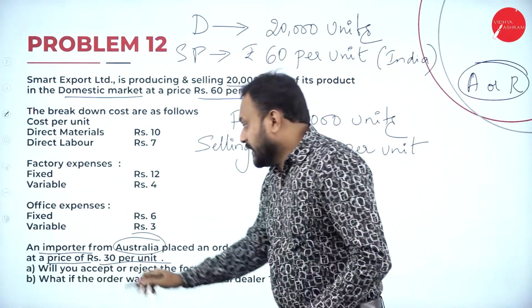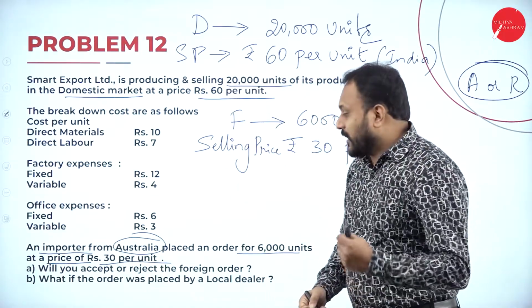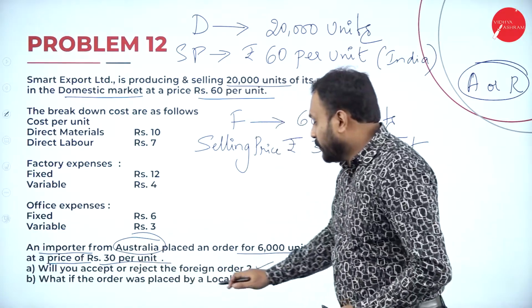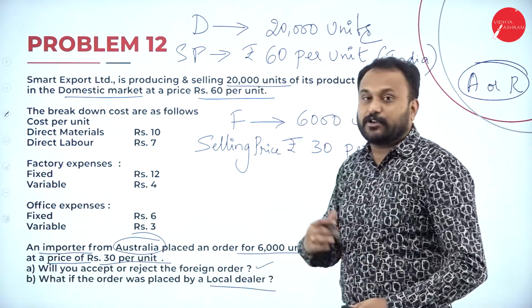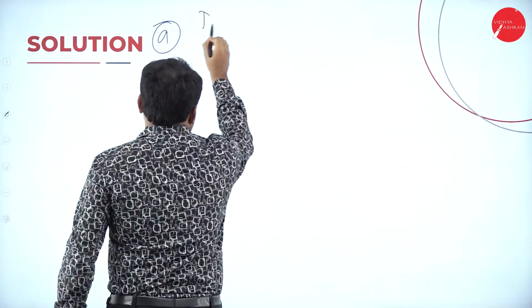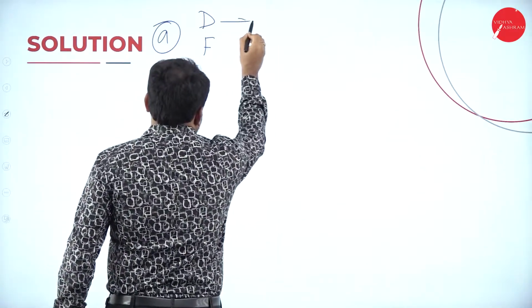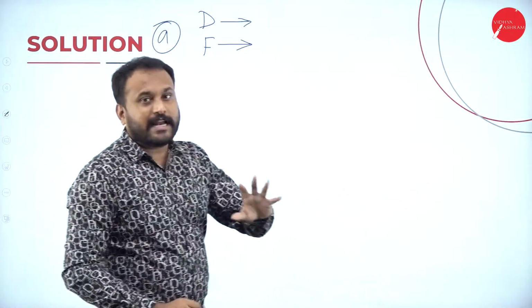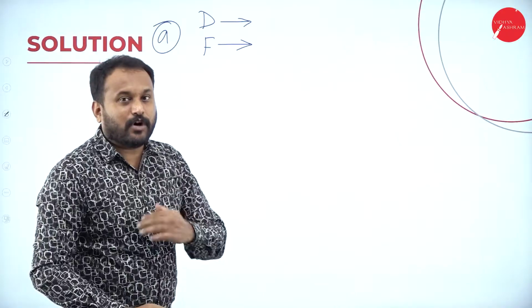Understand the question here. A, will you accept or reject the foreign order? Second is B, what if the order was placed by a local dealer? So let's go with A. Now we know that domestic we will write, foreign we will write. If you know this domestic and foreign, you will easily be able to do the whole problem.